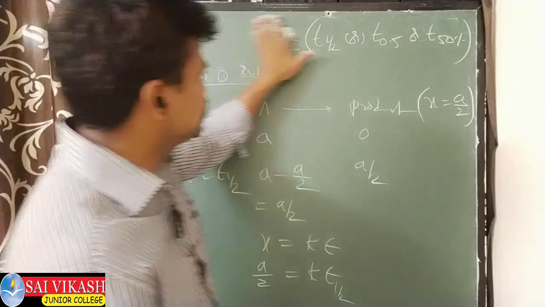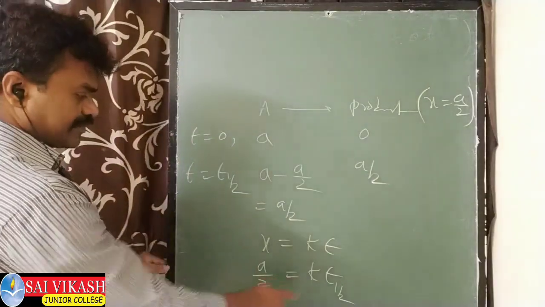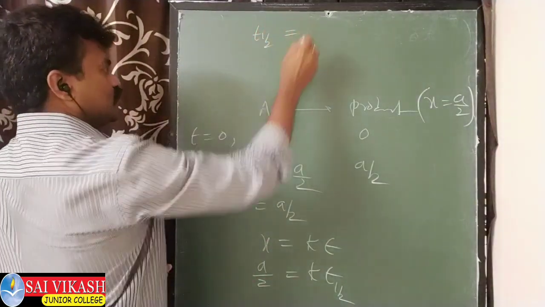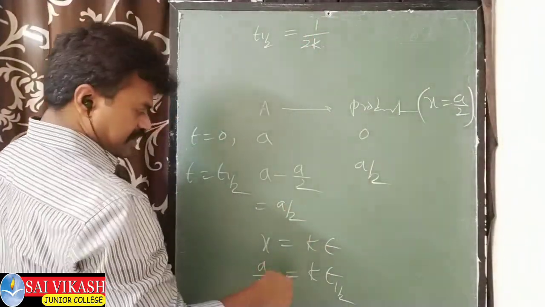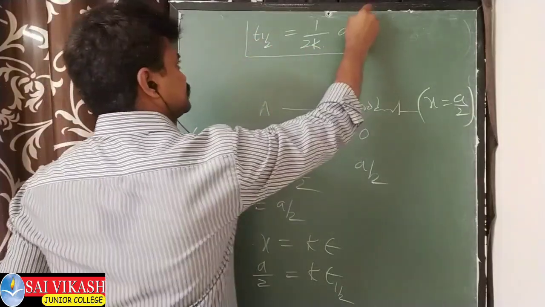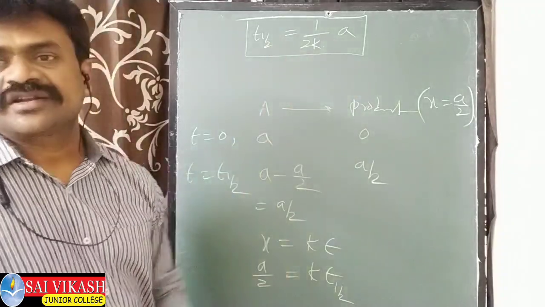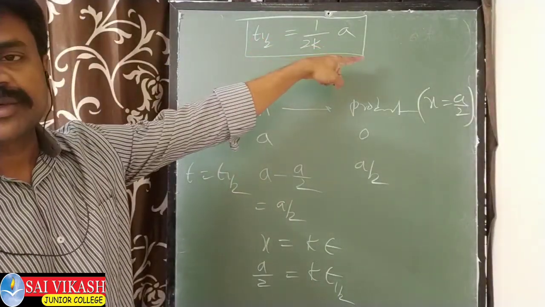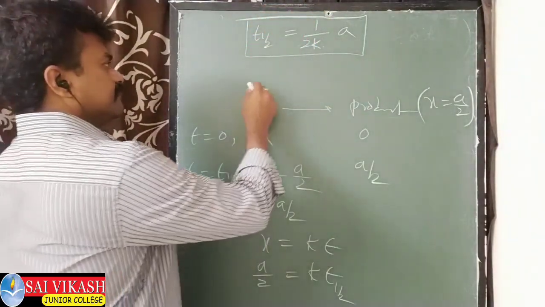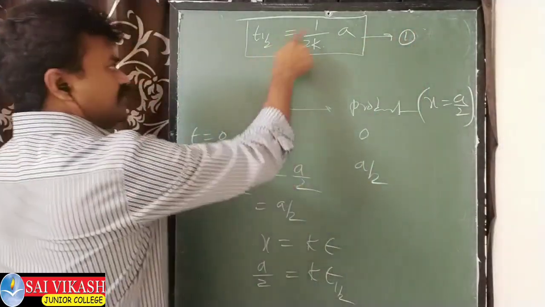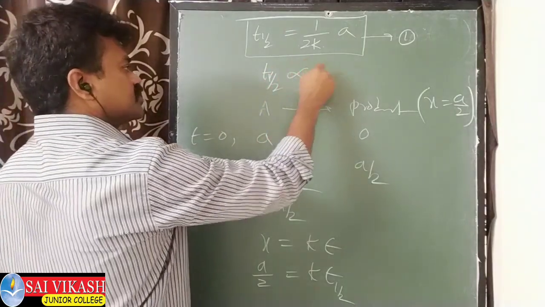See how the equation changes. So from this, t half equal to, how do you write? t half equal to 1 by 2k into A. This is the half-life equation for this zero order. So t half equal to 1 by 2k into A. 1 by 2k is a constant. This is equation number 1 I am taking. If you remove this constant, what will you get? So t half is proportional to A we got.